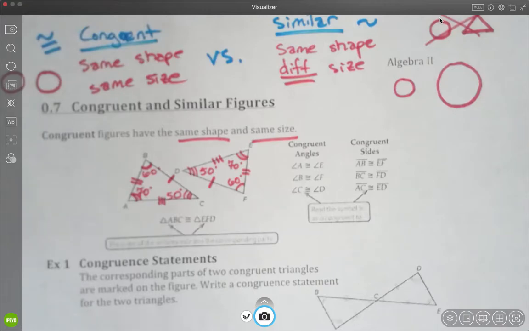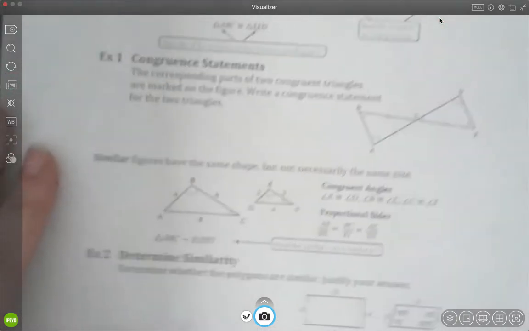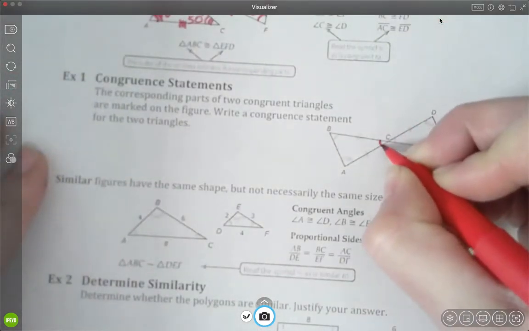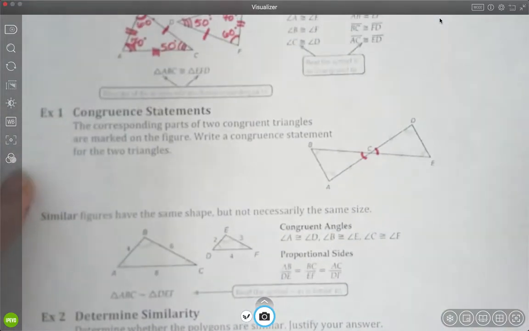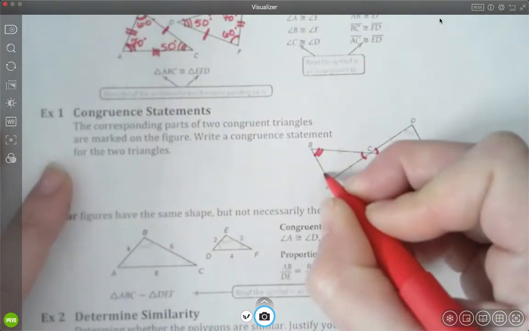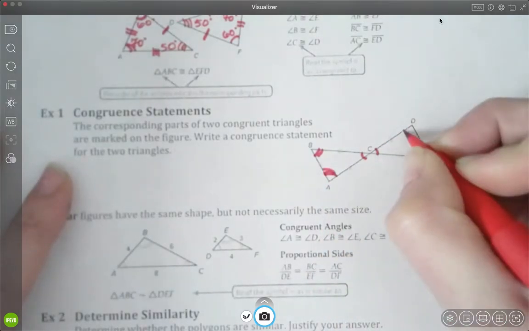Okay, so here we go. Congruent statements, all right? So if you can't see the little tick marks here and here, that's what those are. B is here, it has 2 marks. This one has 2 marks. A has 3 marks. D has 3 marks.